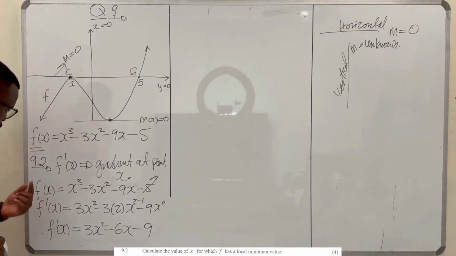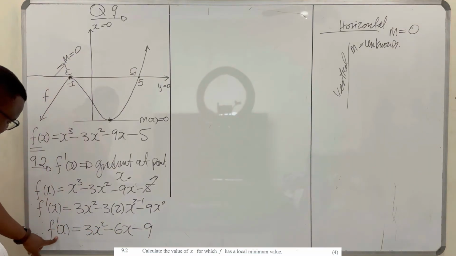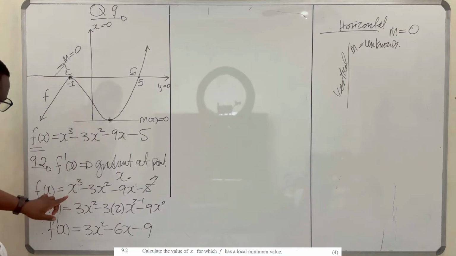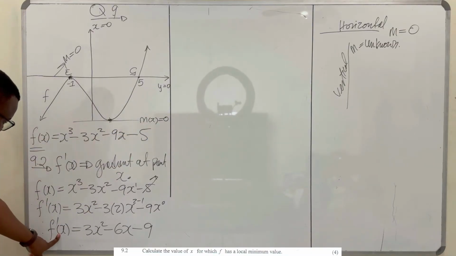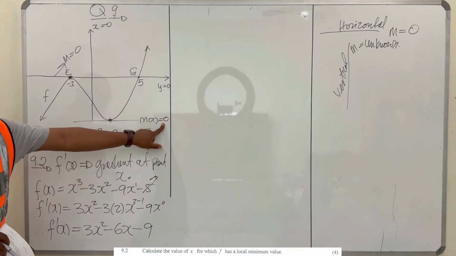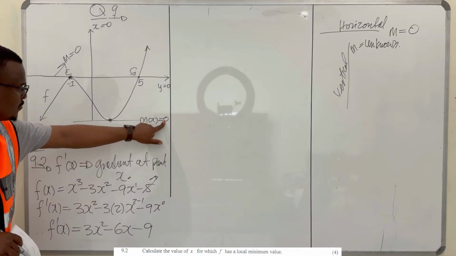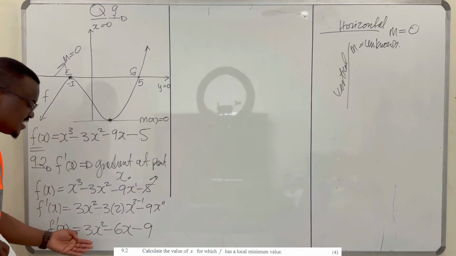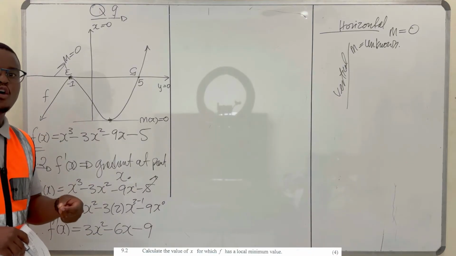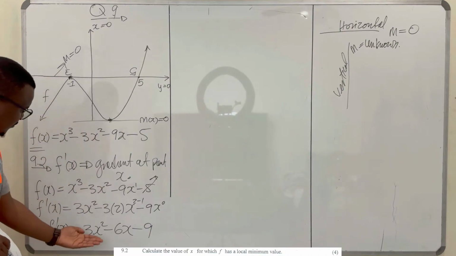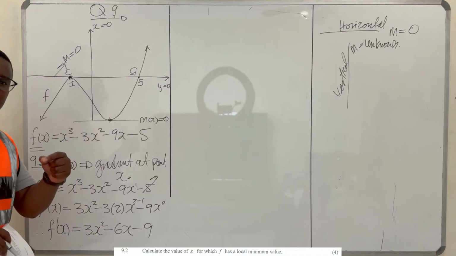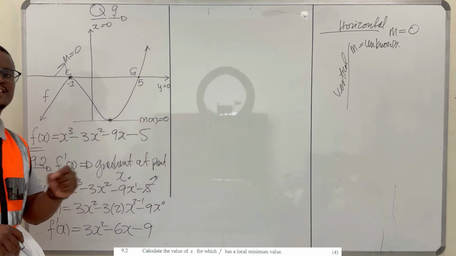So what is going to happen, we're going to say, okay, this f prime is a gradient, right? If f prime is a gradient, then we know that at this turning point, the gradient is 0, which means in the place of f prime, we can substitute our gradient of 0. Once we substitute our gradient of 0, then we can solve for the value of x, and find the values of x that will give us the point where the gradient is 0.